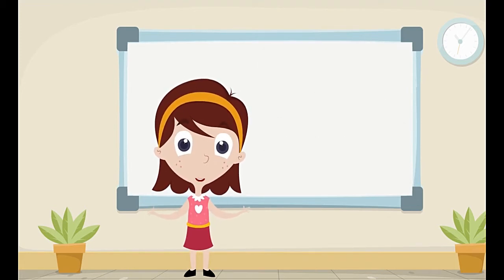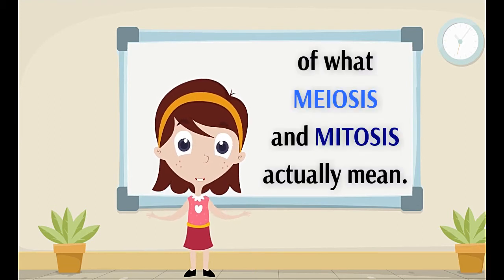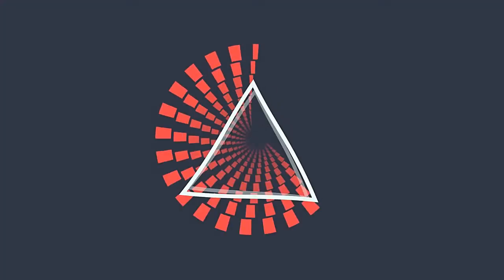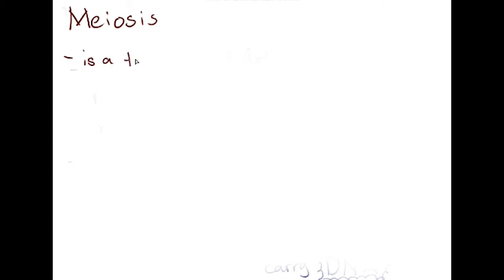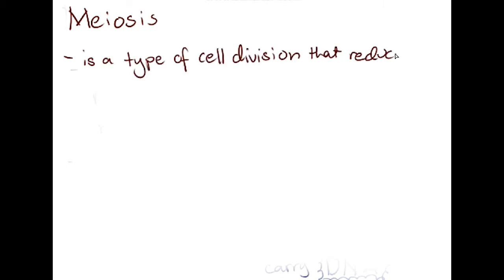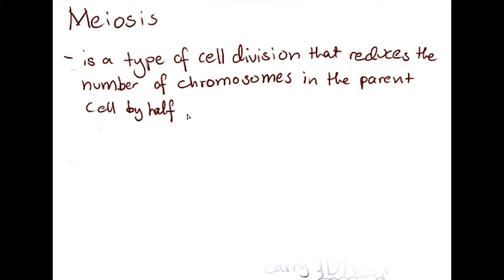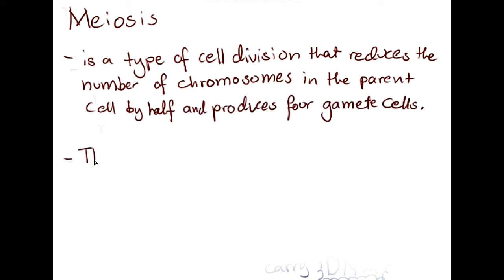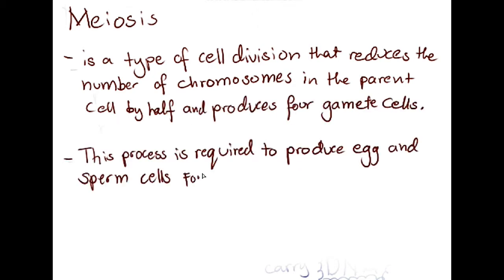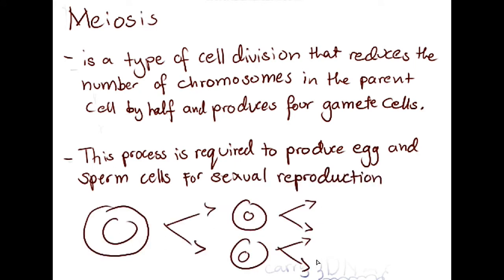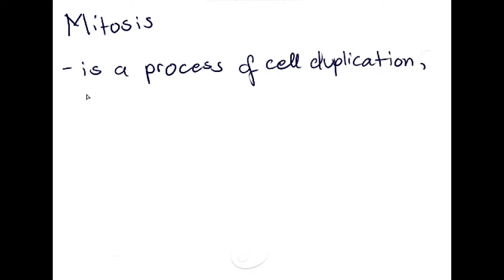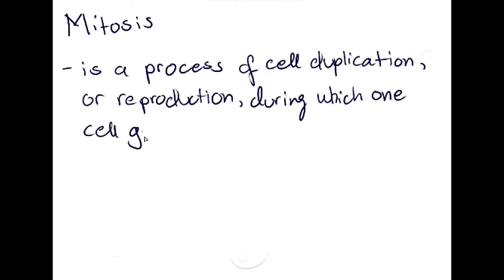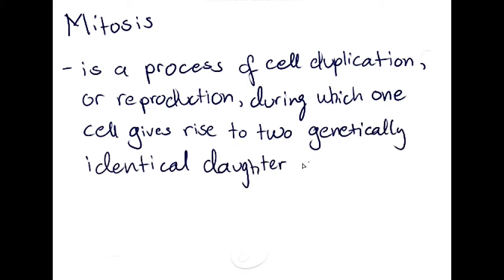But before we proceed, I'll give you a quick overview of what meiosis and mitosis actually mean. Meiosis, or reductional division, is a type of cell division that reduces the number of chromosomes in the parent cell by half and produces 4 gamete cells. This process is required to produce egg and sperm cells for sexual reproduction. Meanwhile, mitosis, or equational division, is the process of cell duplication or reproduction during which one cell gives rise to 2 genetically identical daughter cells.